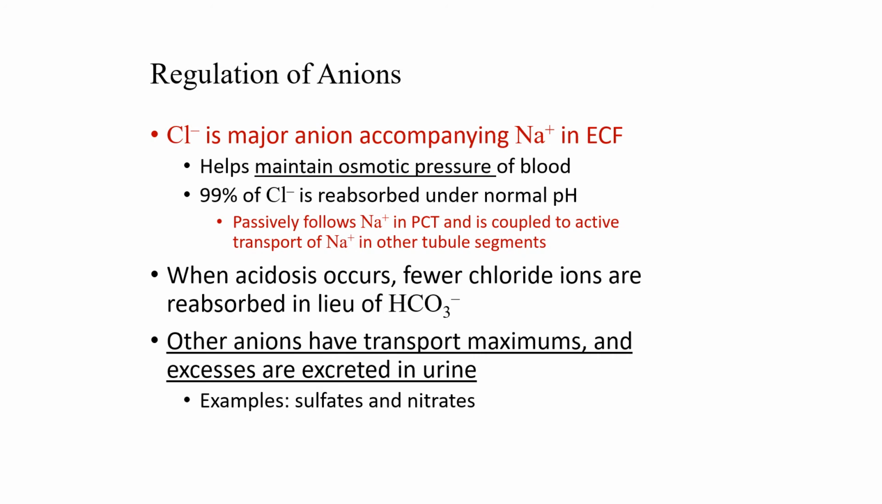Other anions then are going to have maximum transport, and any excesses are excreted in the urine, and this includes the sulfates and the nitrates.